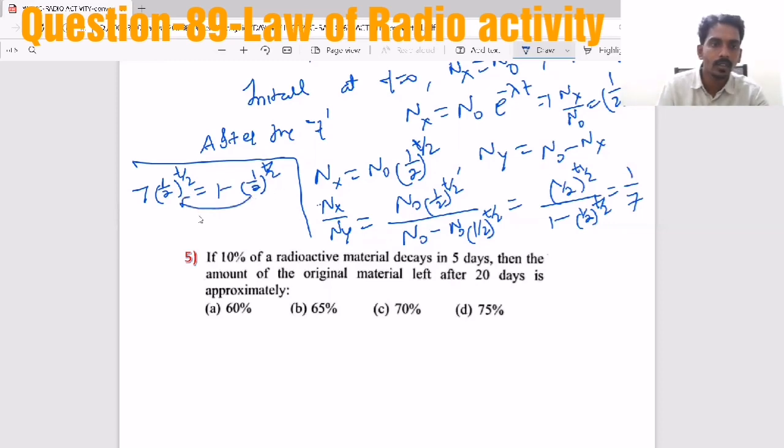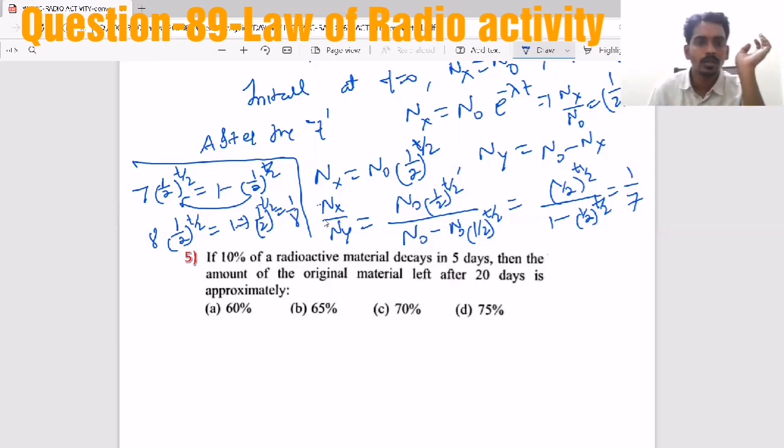Then you bring this to this side, so it will become 8 into 1 by 2 whole power t by 2 equal to 1. Then I can write 1 by 2 whole power t by 2 equal to 1 by 8. Now 1 by 8 I can write as 1 by 2 whole power 3. Both sides the base is the same, so the power must also be the same. Then t by 2 equals 3, so t will become 6.